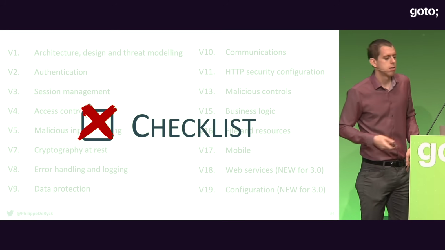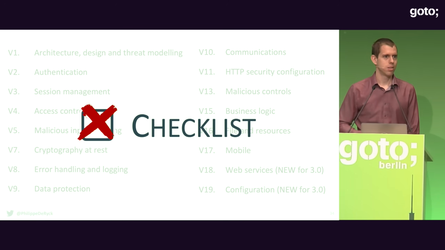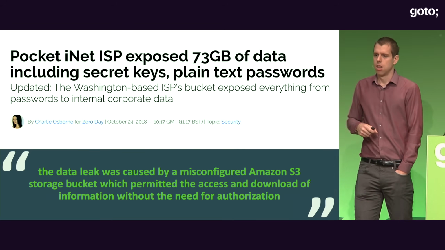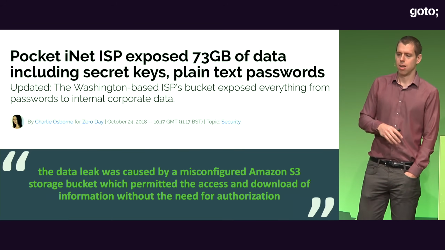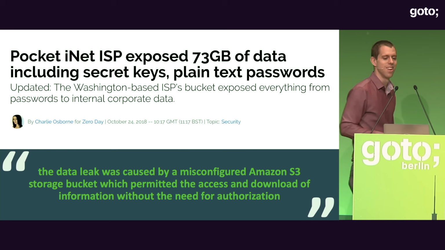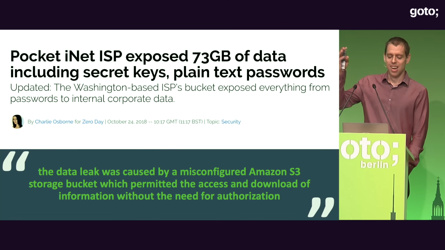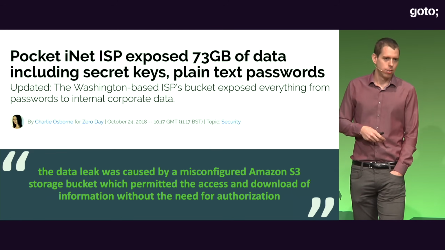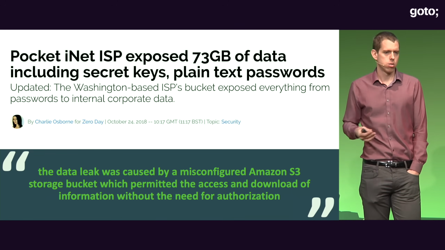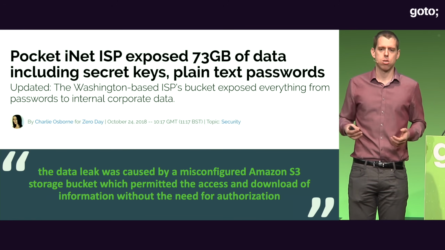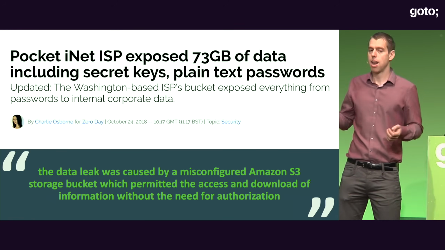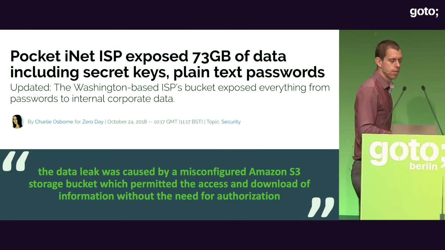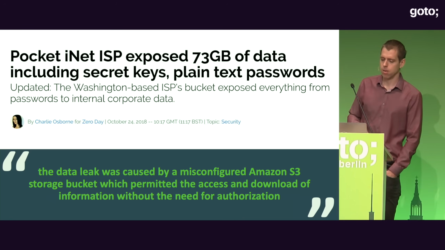I'm going to show you a few cases of how you can actually use that and what happens if you don't. You may have heard about this. This is from last week. It tells you that I made the slides since then, but that's okay. I'm here and I'm presenting. This ISP in the US lost 73 gigabytes of data, including passwords, private keys, pictures of their infrastructures, just like that. Why? Because they had an Amazon S3 bucket, which was wide open to the internet. That's probably not supposed to happen.